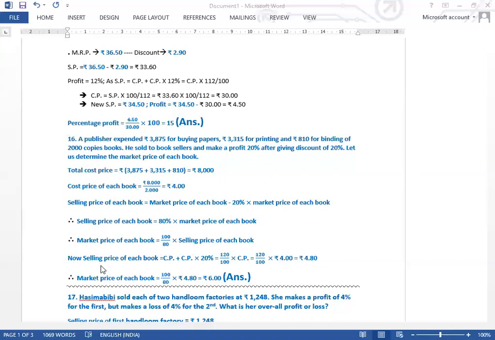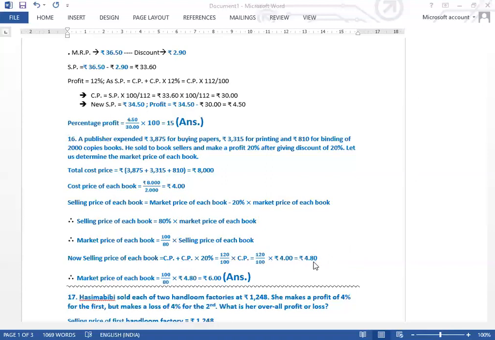Now as you know, since there is a 20% profit also, selling price will be CP plus CP into 20%. So that gives you, as done in the previous sum, 120 by 100 into CP. So what is the CP of each book? Rupees 4. So 120 by 100 into 4. So that gives you rupees 4 and 80 paisa as the selling price of each book.